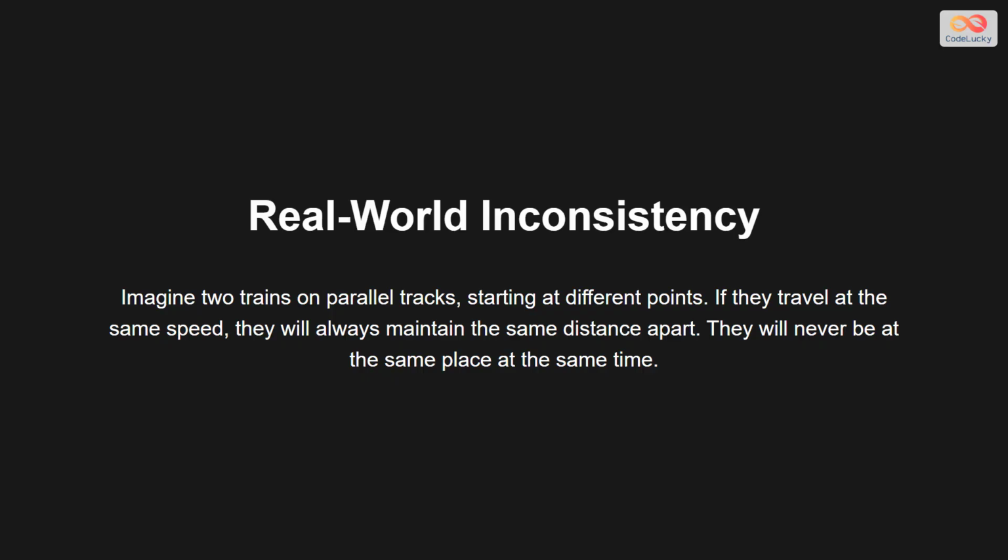This concept isn't just abstract math. Imagine two cars traveling on a highway on parallel paths. If they are going at the exact same speed, they will always stay the same distance apart. One car will never catch up to the other. There is no point in time or space where their positions will be the same.